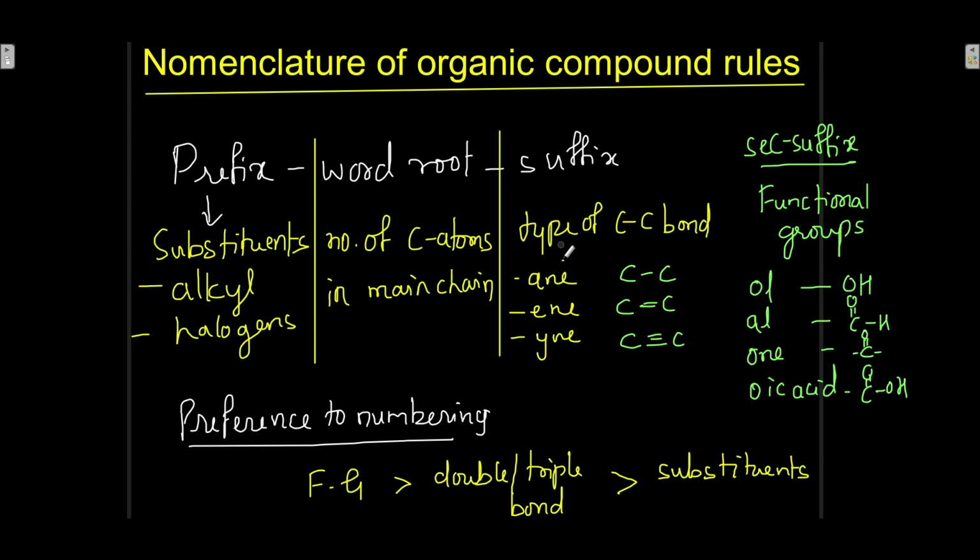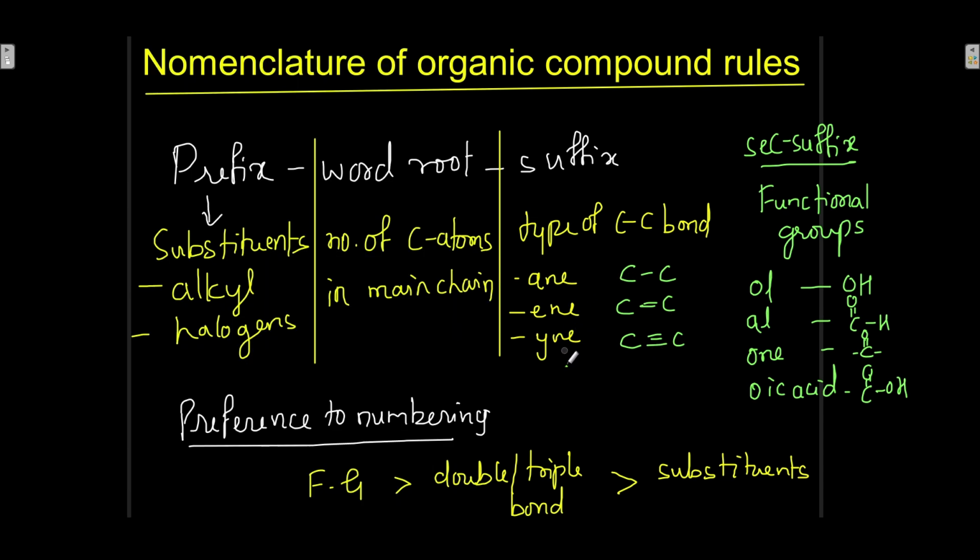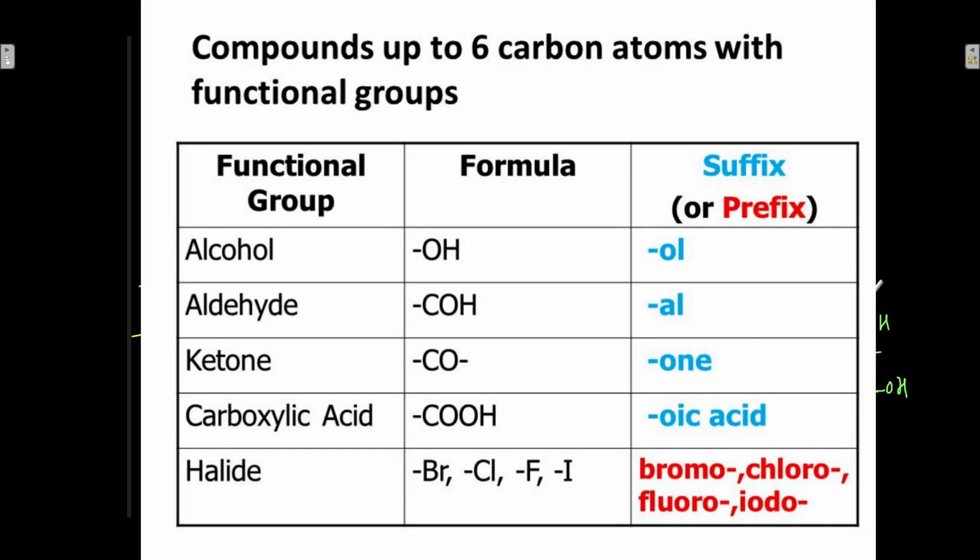Suffix depends upon the type of carbon-carbon bond. If it is a single bond, ANE; double bond, ENE; triple bond, YNE. Sometimes we may also require a secondary suffix if there are functional groups present. The main four functional groups are alcohol, aldehyde, ketone, carboxylic acid. The secondary suffixes are OL for alcohol, AL for aldehyde, ONE for ketone, and OIC ACID for carboxylic acid.